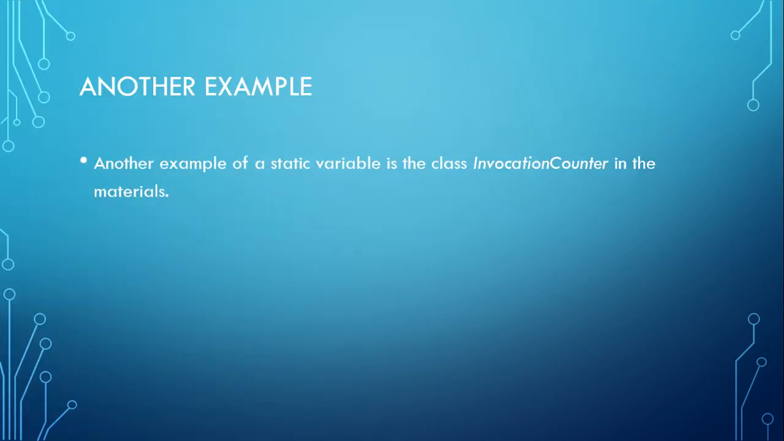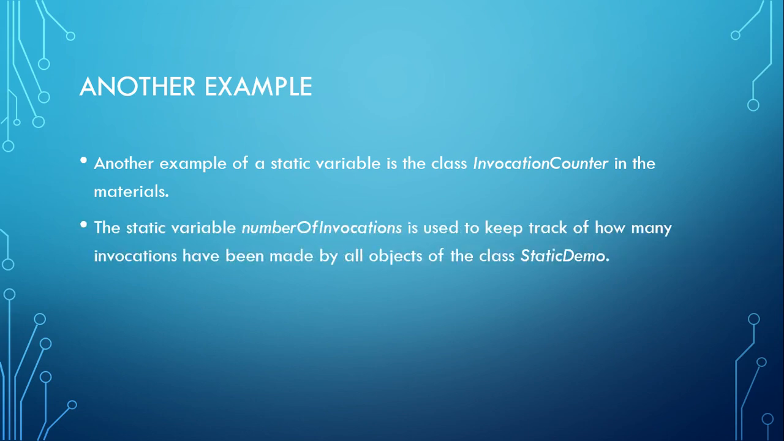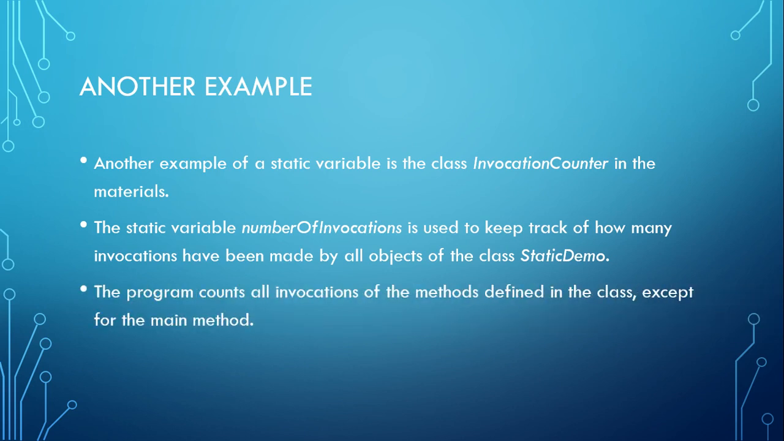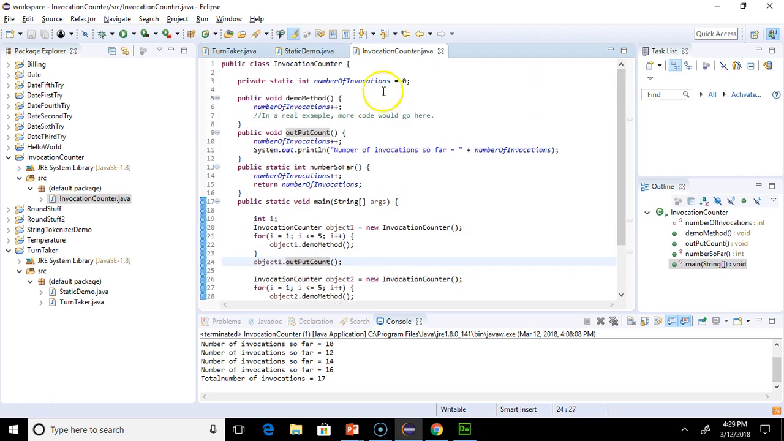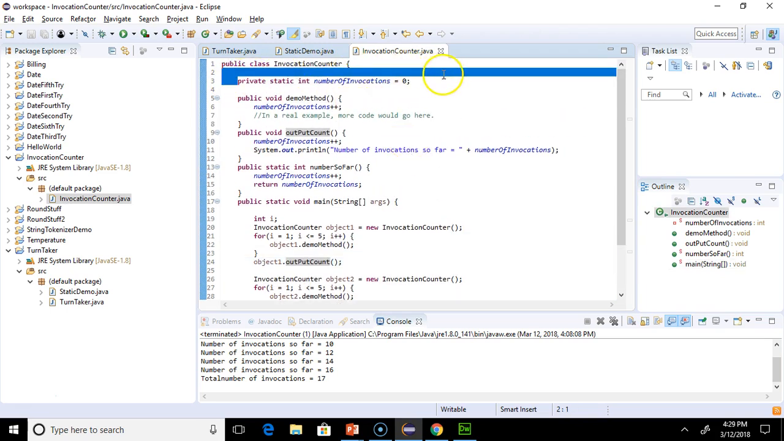Now, another quick example of a static variable is the class InvocationCounter in the course materials. The static variable numberOfInvocations is used to keep track of how many invocations have been made by all objects of the class StaticDemo. The program counts all invocations of the methods defined in the class except for the main method. All right, so that's the end of the notes, but let me take you over here to the invocation counter. And you can see in here is my static variable, numberOfInvocations.